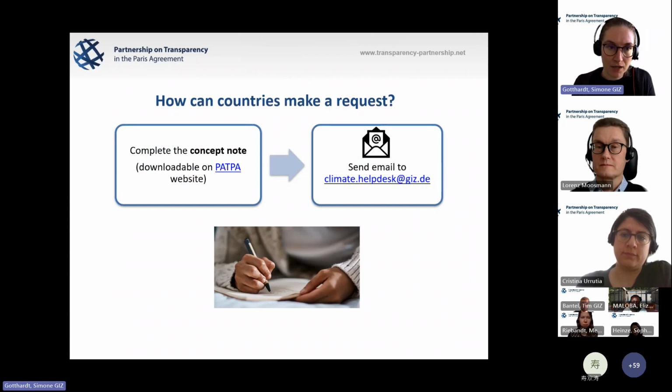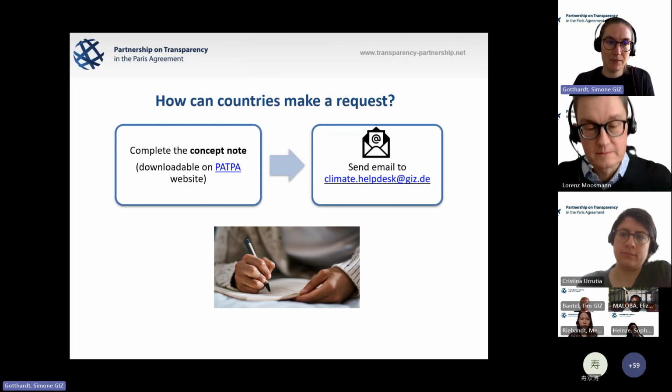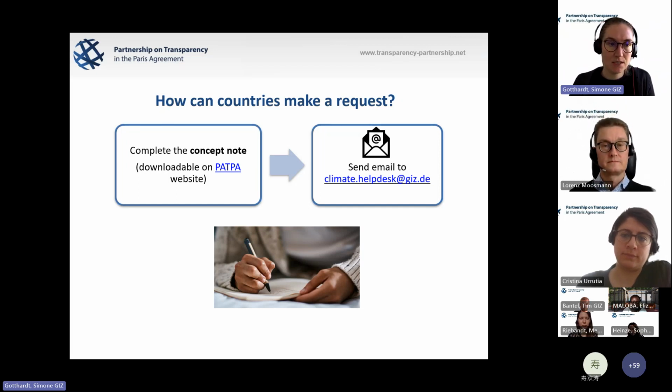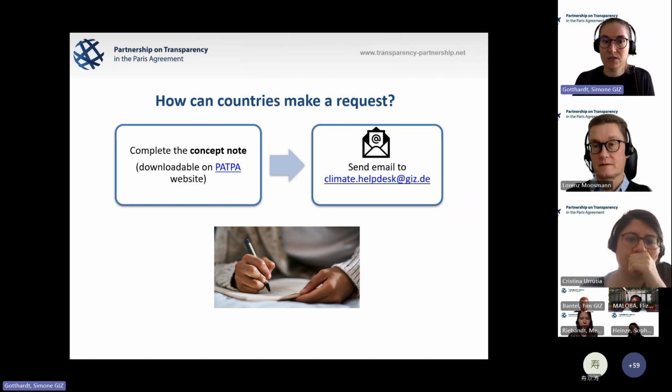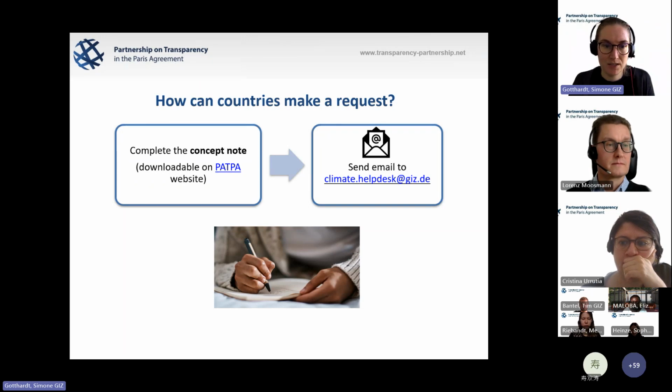And how can you apply, or how can countries actually make a request to this climate help desk? It's actually a quite easy step, and we have a short concept note. It's only 1 or 2 pages on our website, so you could just fill in the information there and send an email to our climate help desk email address, which is climate.helpdesk@giz.de. And we would be very happy to get in contact with you and receive your request.